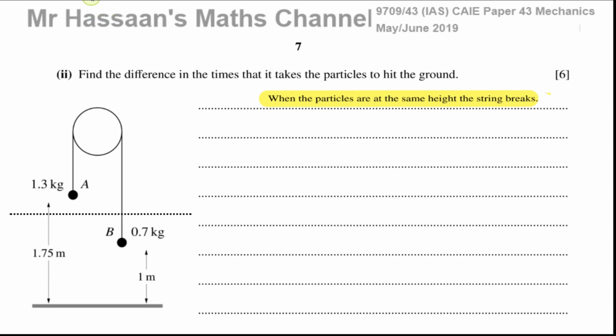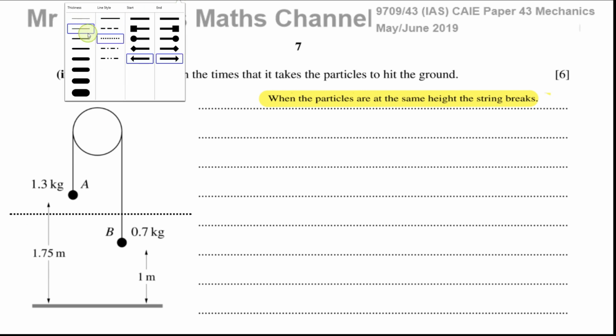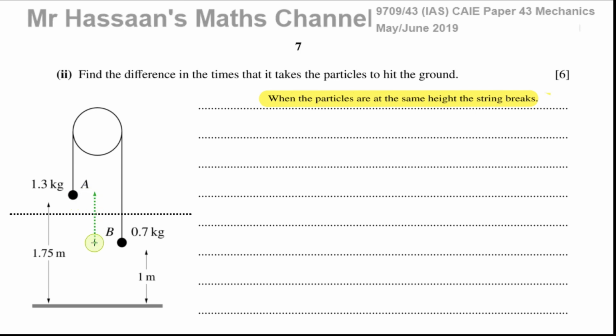So if we take the distance between them and divide that by 2, the distance between them would be this distance over here, which is basically 1.75 minus 1. And we divide that by 2. That will give us the distance that A moves down and B moves up when that brings them to the same level. So A moves that distance down and B moves that same distance up, which will be exactly half of the distance between them at the start of the journey. And that will tell you how much A moves down and B moves up.